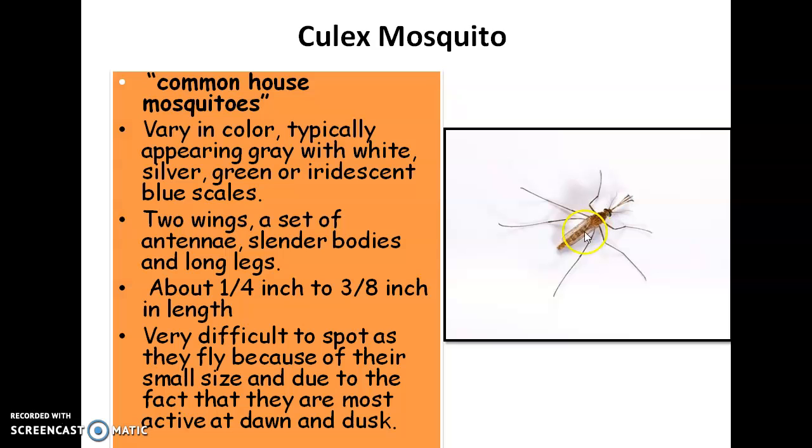What about the size? It is about 1/4 to 3/8 inches in length. This particular mosquito is very difficult to spot as they fly because of their smaller size, and we are not able to locate it. Due to this, they are mostly active at dawn or dusk, that means at evening time we can generally see this mosquito. It is very small and generally flies at a higher speed, so we cannot spot it, but it is usually seen at dawn or dusk.